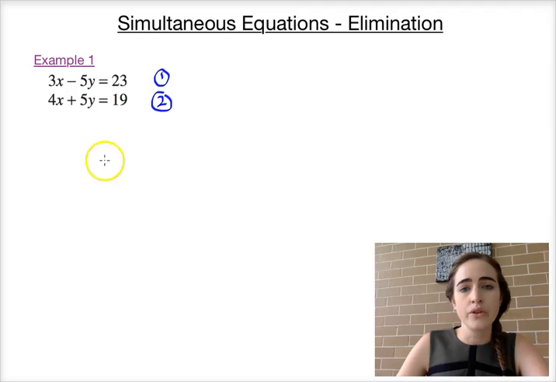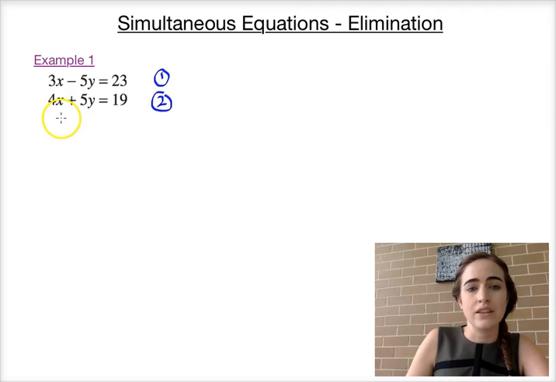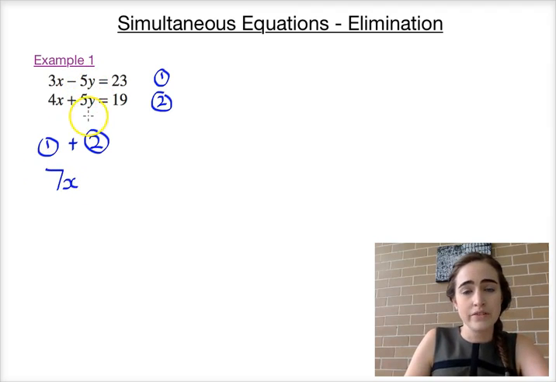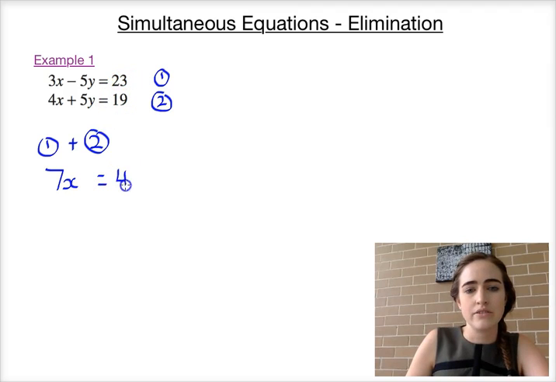Now what we're going to do is eliminate one of the variables, so either the x's or the y's. In this case, because it's the y's that have the same coefficient, they're the ones we're going to get rid of. And to do that, in this example, we're going to add these two equations together. Equation 1 plus equation 2. So 3x plus 4x would give us 7x. Minus 5y plus 5y would give us 0. So they're gone, they're eliminated, which is what we wanted. And 23 plus 19 will give us 42. So now we've got 7x equals 42.